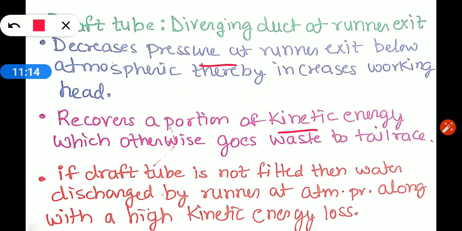When you put a draft tube, you are converting the kinetic energy into pressure energy, and that rise in pressure energy creates vacuum at the runner exit, and thereby it increases the power output. Another advantage of the draft tube is that we can mount the turbine above the tail race, because by diverging we are able to discharge the water easily, and we are able to get negative pressure at the runner exit.